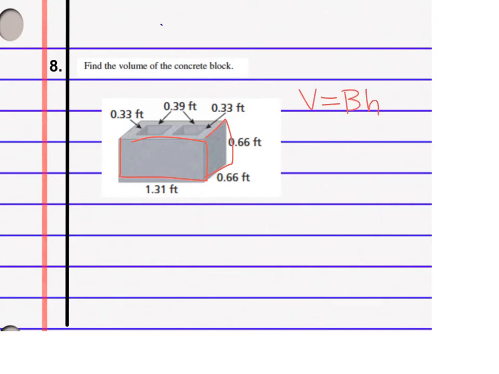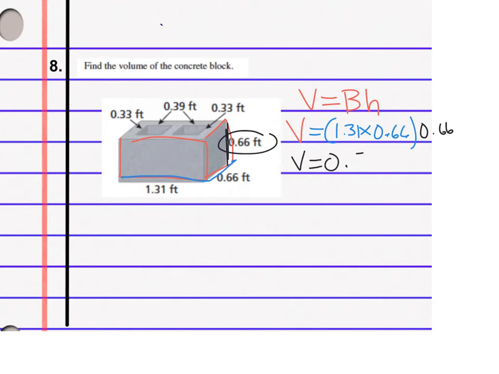It's a prism, so let's do base times height. The base, again, for a rectangular prism, it doesn't really matter what you think of as the base. Let's just say that the bottom here is the base in blue. So that's going to be 1.31 times 0.66. Then the height of the entire prism from base to base, 0.66. So I'm going to multiply all that out. And the volume of the entire brick, 0.57 cubic feet.